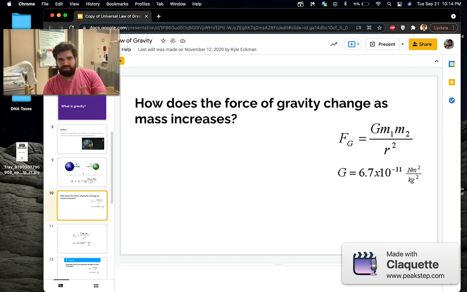What I want you to ponder, how does the force of gravity change as mass increases? If I were to increase the mass of one object, or both objects, as long as one of the masses increases, because I'm not changing the distance, and G, capital G, is a universal constant, so it will never change its number, the force of gravity increases as the mass increases. So there's a huge force of gravity that the Earth has on whatever mass is around it because it is so massive. Hence, it has a large gravitational force.